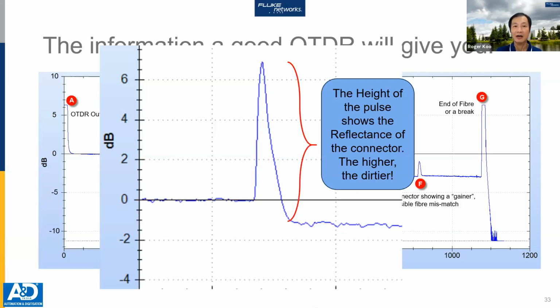The height of the pulse will show how dirty this connection is. The higher it is, the dirtier it is for this connector.